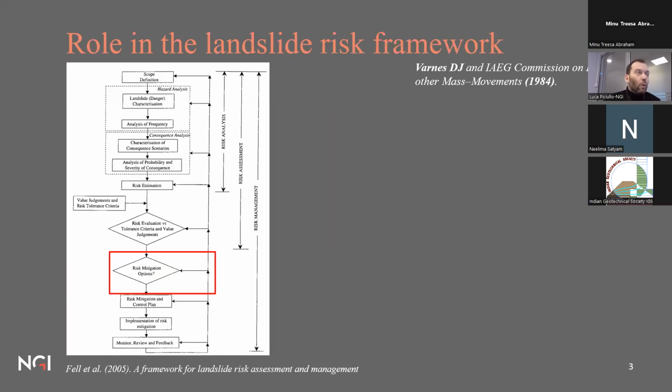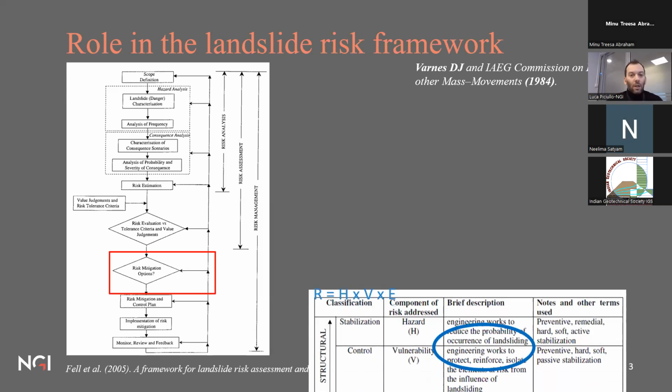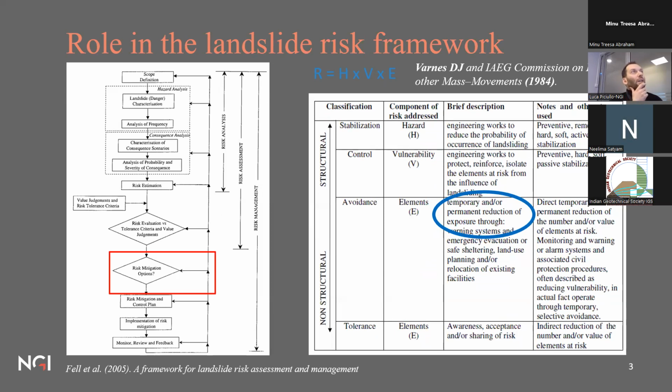But what's the role in the landslide risk framework? I'm using this framework from Fell et al. 2005. It's pretty famous. And early warning systems can be seen as risk mitigation options. So if we think of the formulation from VARS, the risk as hazard times the vulnerability times the element exposed.